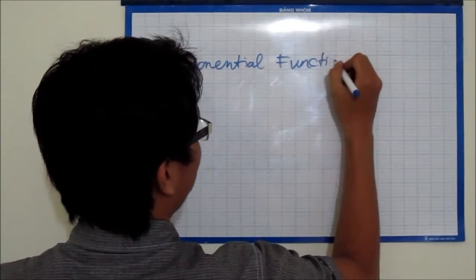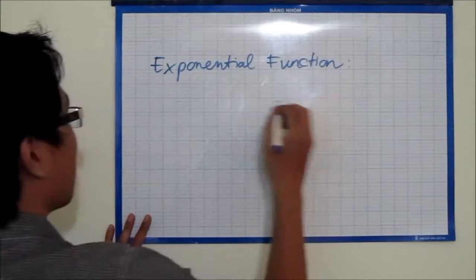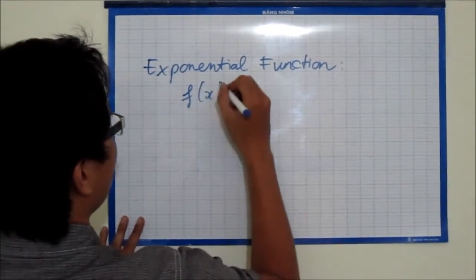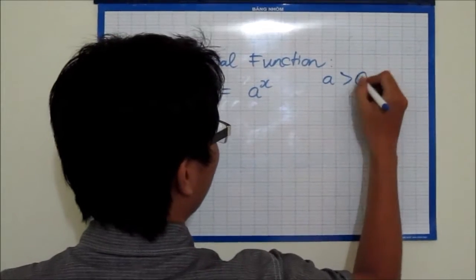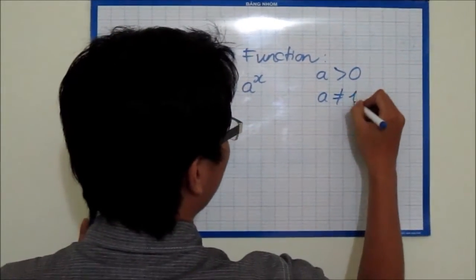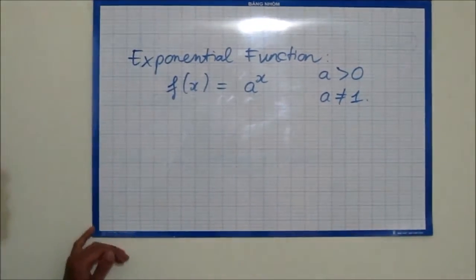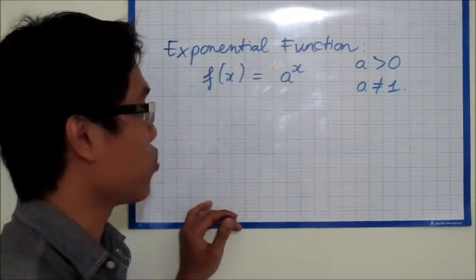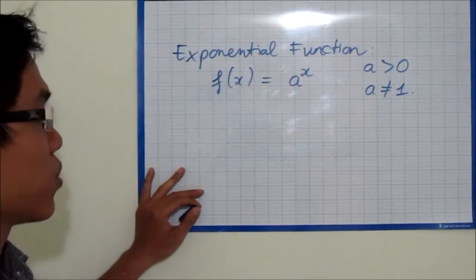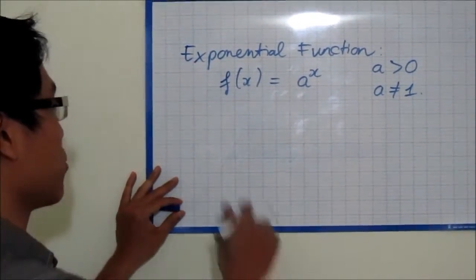An exponential function with base a is defined as f(x) equal to a to the x, with a more than 0 and a different from 1. Very familiar to you, right? Because we used to practice with this function a lot from high school, and next we will move to an application of this function.